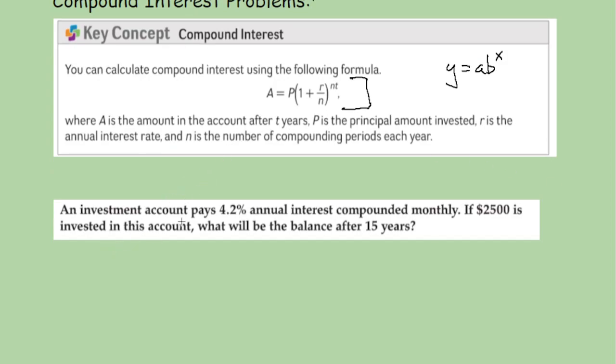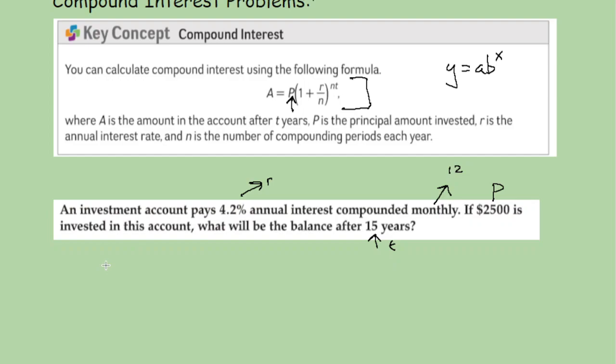So an investment account pays 4.2% annual interest, all right? So this is going to be our rate, that's going to be R. Monthly, all right, n is the number of compounding periods per year. So if it's monthly, that means there's 12 of them, because there's 12 months per year, right? And then 2,500 is going to be our principal amount, which is basically your initial amount. 2,500 is invested in this account. What will be the balance after 15 years? And then 15 years is going to be our T, all right?